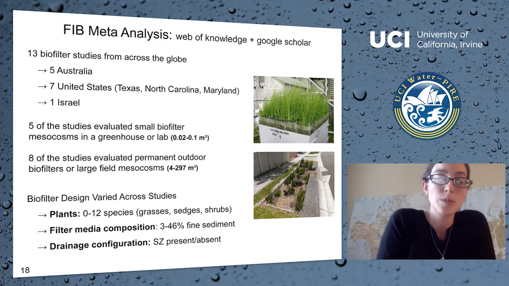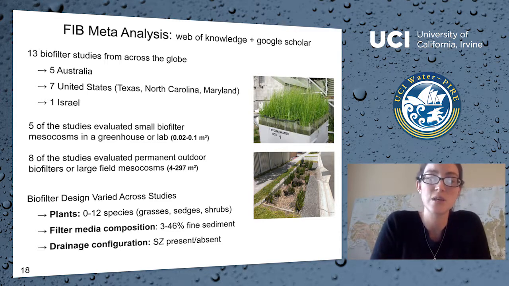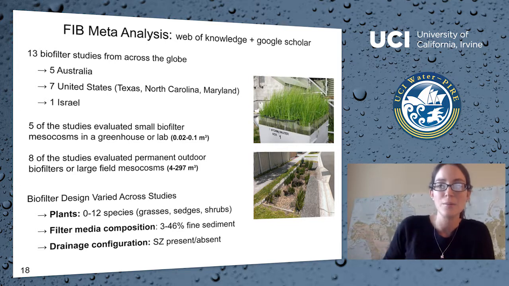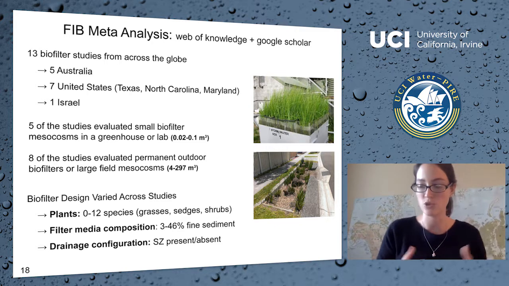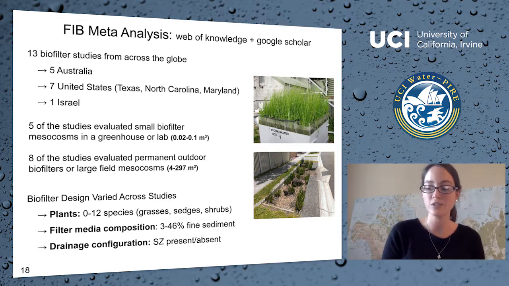So now I'd like to talk a little bit about the meta-analysis that we performed. This is on slide 18, and this is unpublished information, so I can't give you a citation for it. But basically what we did is we did a Web of Knowledge and Google Scholar search, looking for the terms biofilter, bioinfiltration, biofiltration, bioretention, or rain garden, and then fecal indicator bacteria, E. coli, Enterococcus, or coliform. And this found about 107 publications.